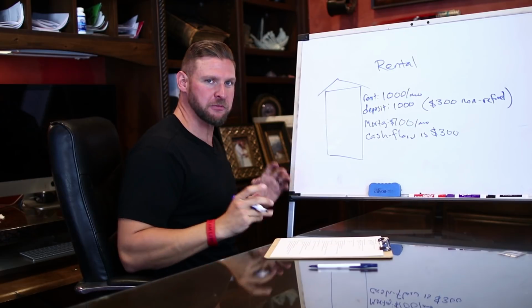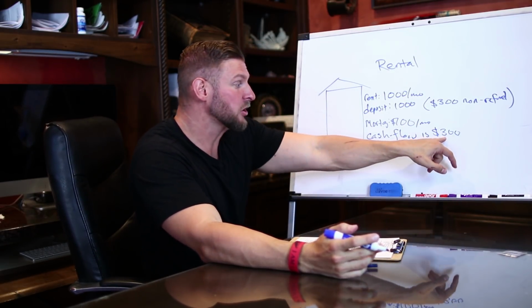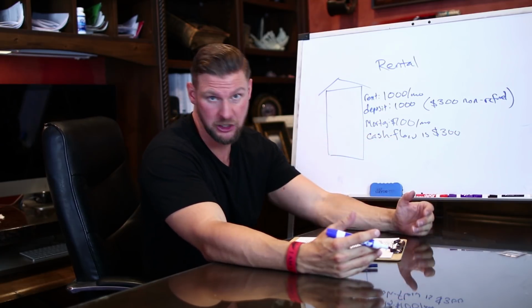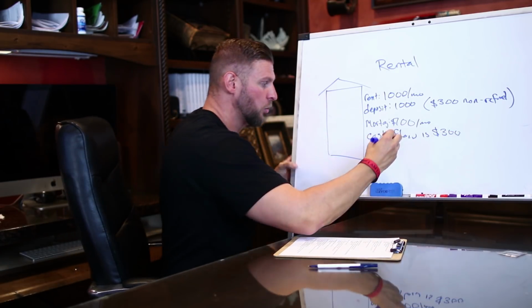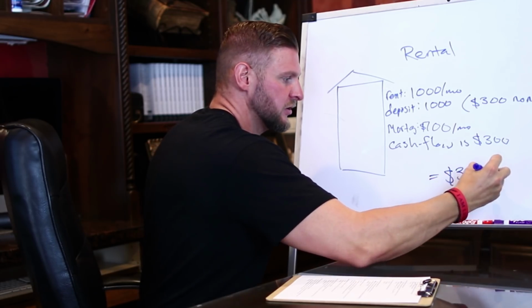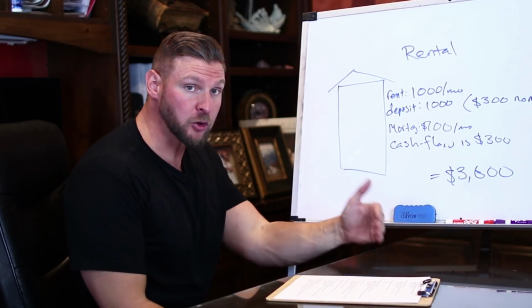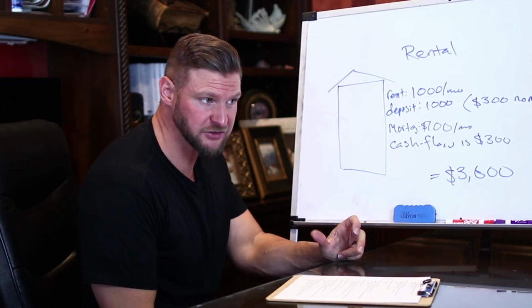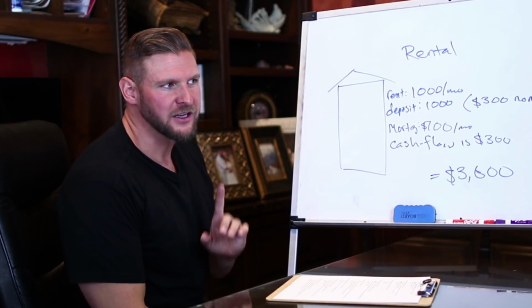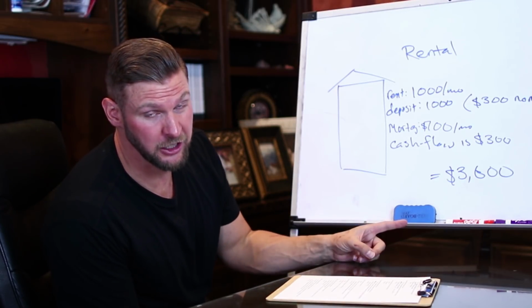Now let's do some basic math here. Let's just say that I rent this for an entire year and I'm collecting, they're paying on time, and I'm getting $300, 12 months. Well, what is that? That's $3,600. That's what my rental income looks like, not my gross. That's my take-home cash flow. That's my profit.